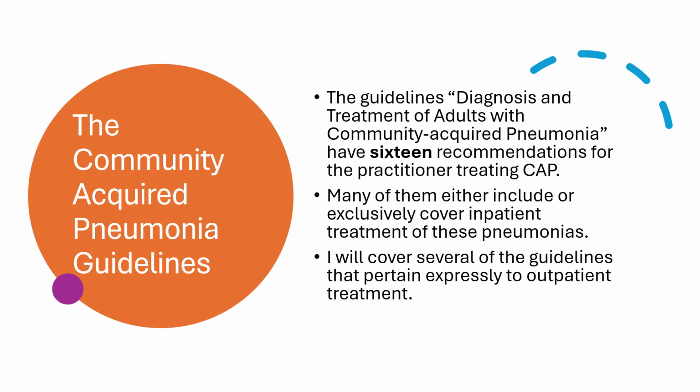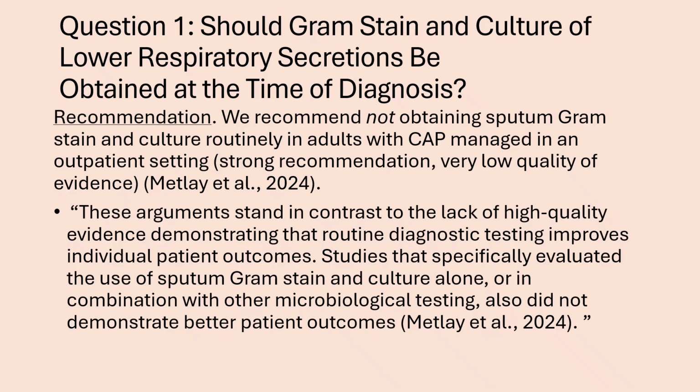There are 16 recommendations given in response to 16 PICO questions regarding the inpatient and outpatient diagnosis, treatment, and follow-up for community-acquired pneumonia. In addition to these, they give the strength of the body of evidence that helped them decide these recommendations.